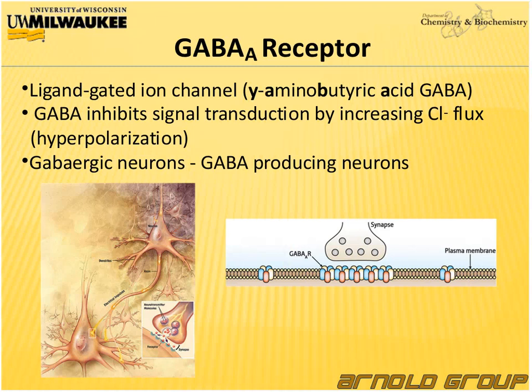So the GABA receptor is a ligand-gated ion channel, and the small molecule gamma-aminobutyric acid actually inhibits the signal transduction by increasing the chloride flux into the cell, which is also called hyperpolarization. This phenomenon is seen in GABAergic neurons, and the majority of neurons are GABAergic. That means they can produce the neurotransmitter, which inhibits the communication between two neuron cells.